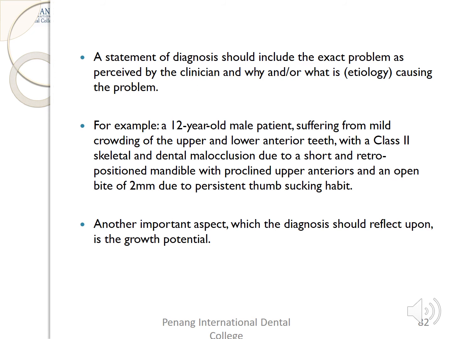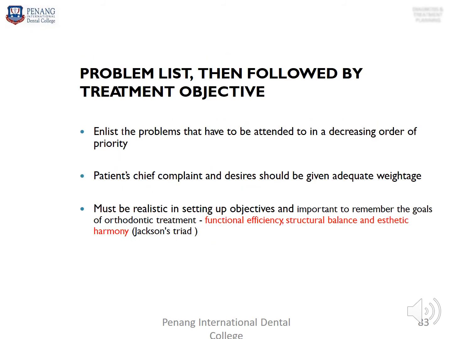Another important aspect which the diagnosis should reflect upon is the growth potential. So growth will affect your treatment planning. For example, in this example, in a growing 12-year-old male patient, we can treat with a growth modification treatment. However, if there is no more growth in a non-growing patient, we need to consider a combined orthodontic treatment and orthodontic surgery. So growth potential is very important in treatment planning.